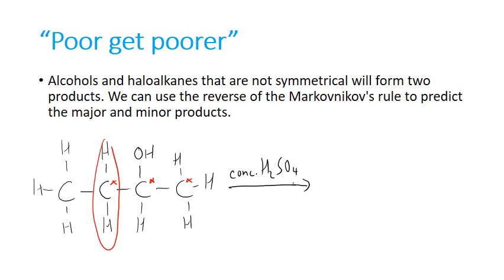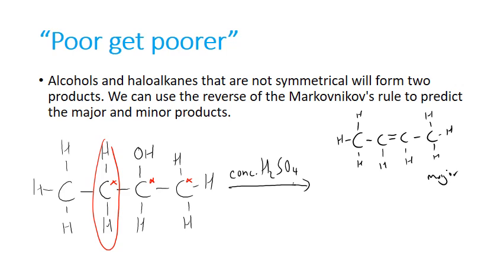So if we write that now, the major product will have the double bond between carbons 2 and 3. And you'll form butene through that reaction. So that's the major.